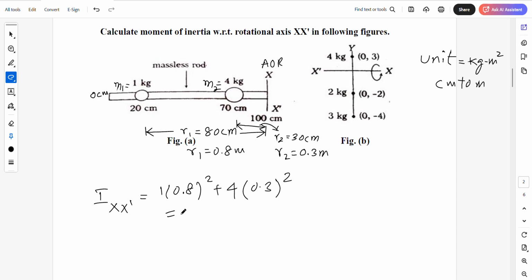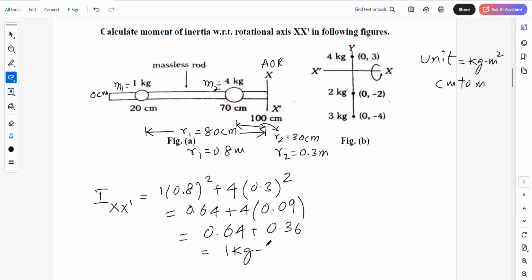Okay, that is equal to, now expand this one. What is 0.8 into 0.8? That is 0.64, right? And this is plus 4 into 0.3 into 0.3 is how much? 0.09. Okay, that is equal to 0.64 plus 0.36. That is equal to how much? 1 kg. 1 kg meter square. Hope you have understood this. Okay, for figure A. Now for figure B.